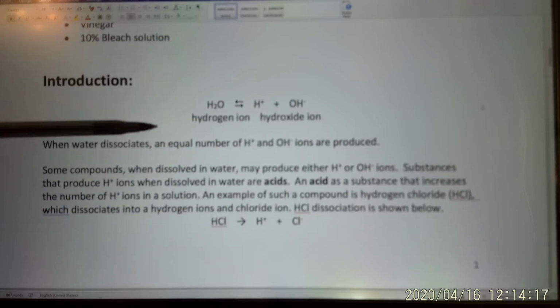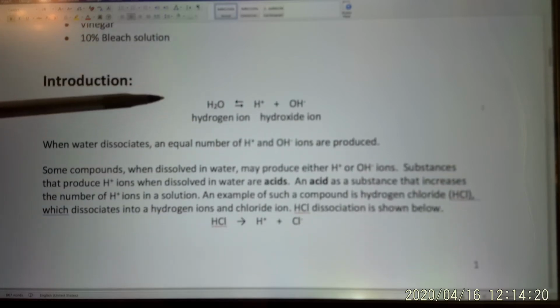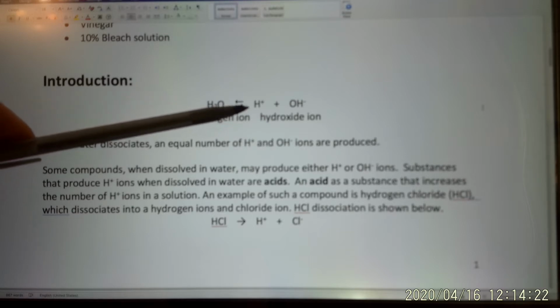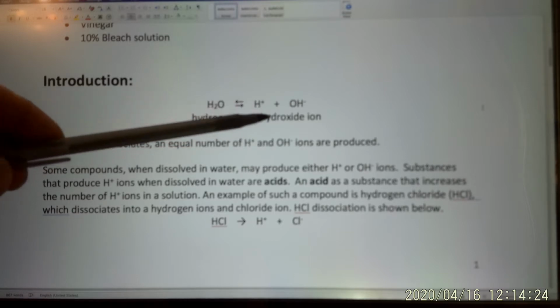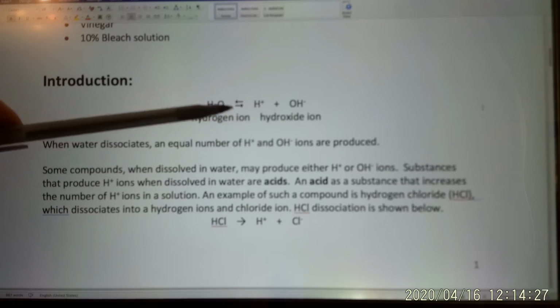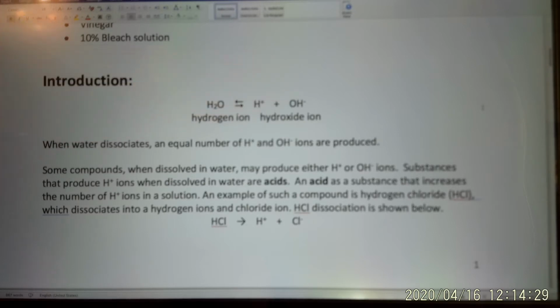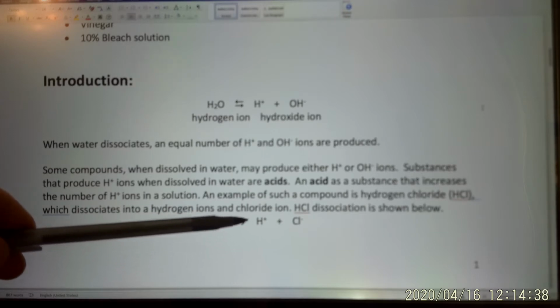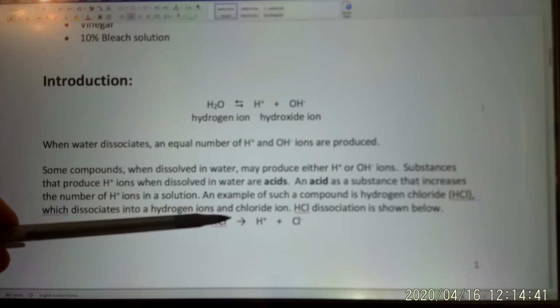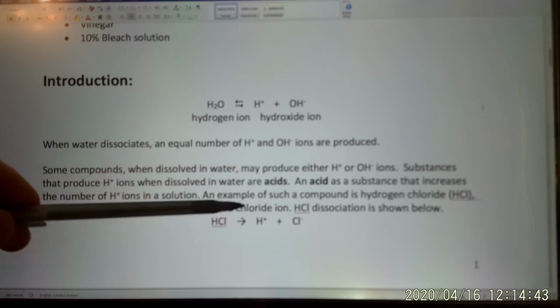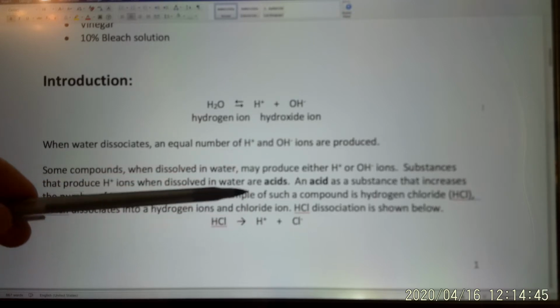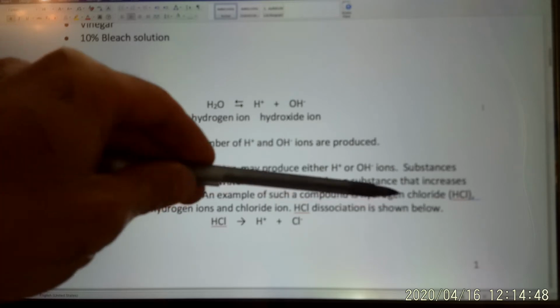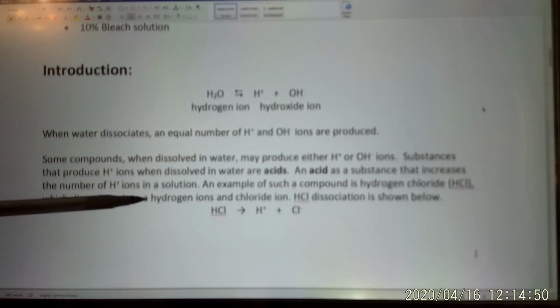When water dissociates, it creates H plus and OH, an equal amount of each, so it's a neutral solution. In class you learned that a neutral solution has a pH equal to 7. But if a molecule dissociates and creates more H plus than OH, it turns out to be acidic. The more H plus, the more hydrogen ions, the more acidic the solution is. Hydrochloric acid is a very acidic solution.